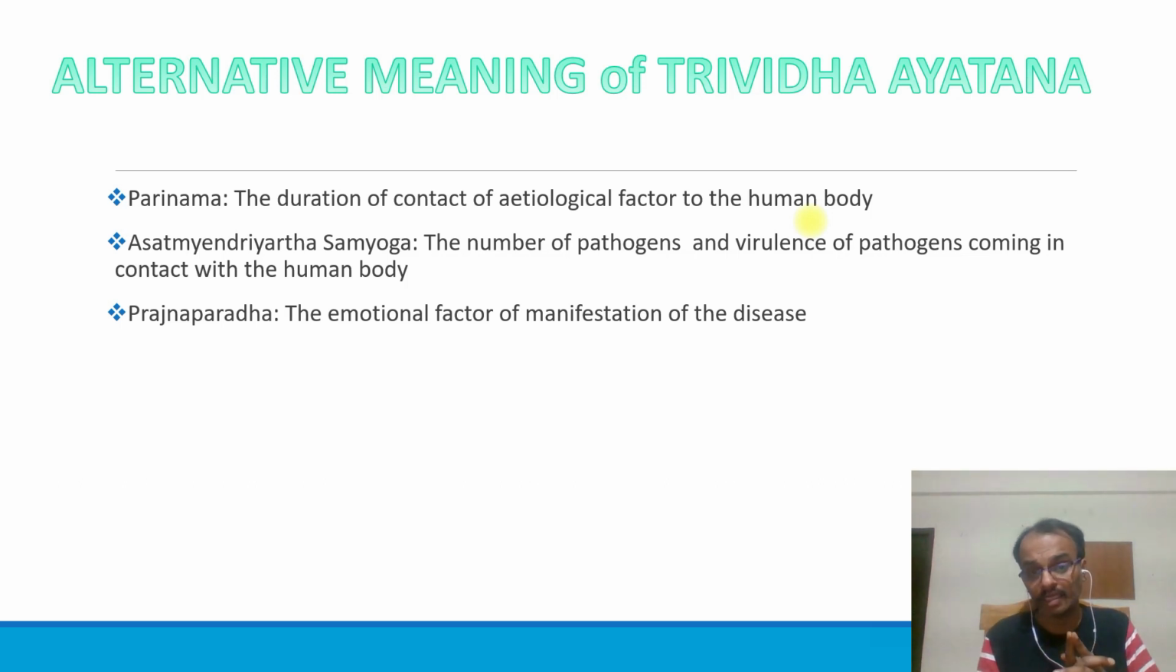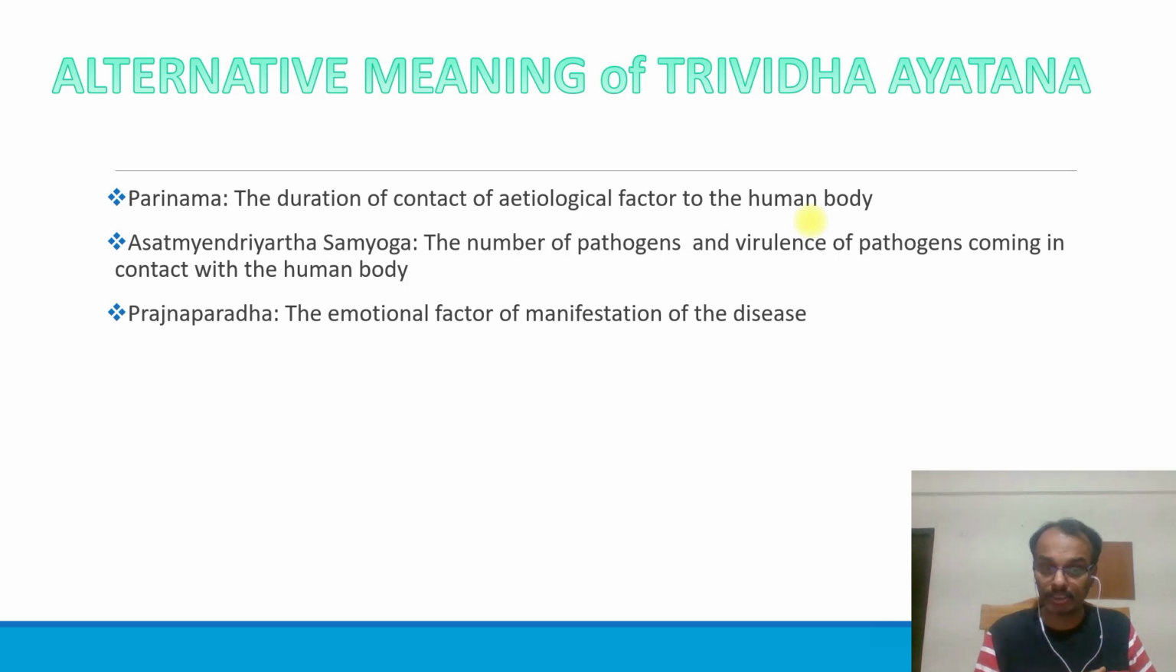If you look at it the other way, if the number of pathogens is less but the pathogen is more virulent, then the disease manifestation will be huge. If the number of pathogens is more but the virulence is less, then there may also be a possibility of huge disease manifestation, but the severity may be comparatively less when you compare it with more virulent pathogens.